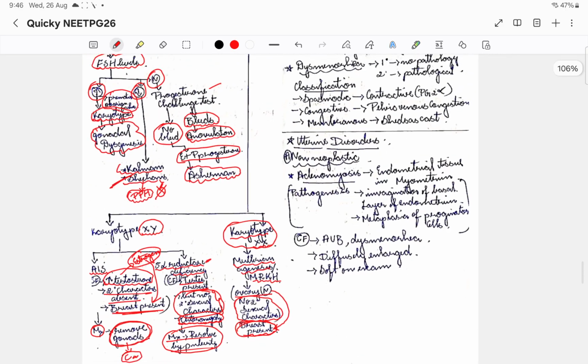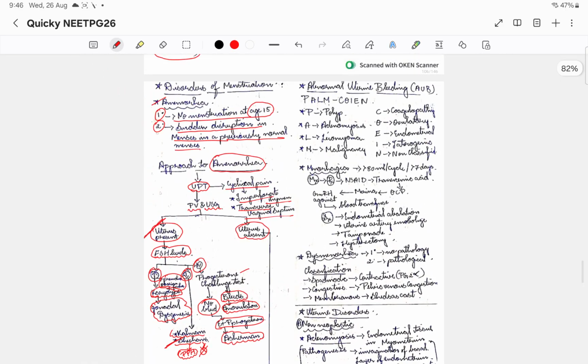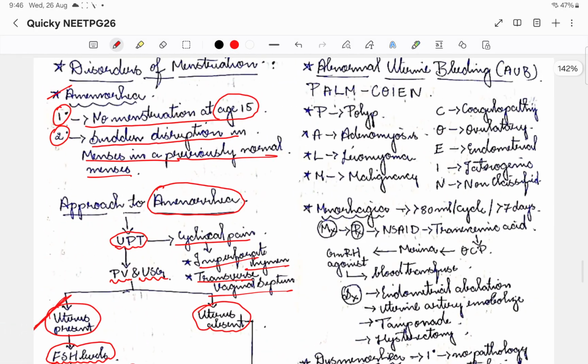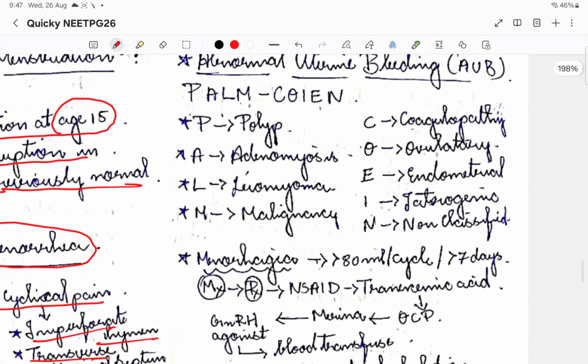So this is all and everything you need to know with respect to amenorrhea. Now moving on to the major important topic, that is AUB, abnormal uterine bleeding.